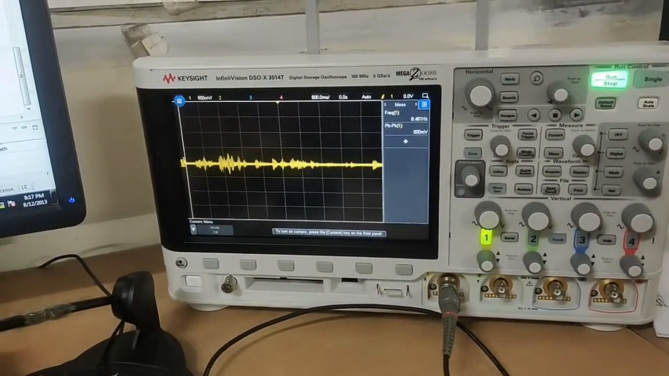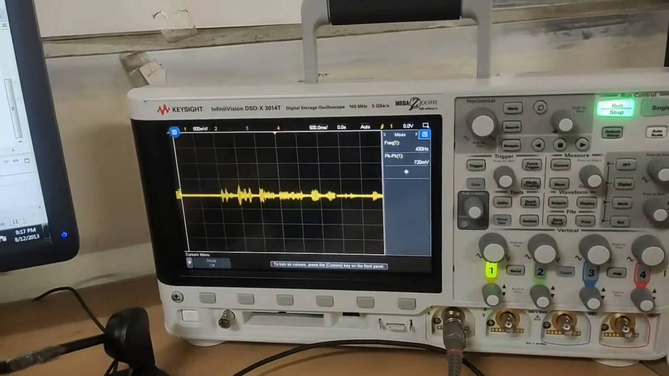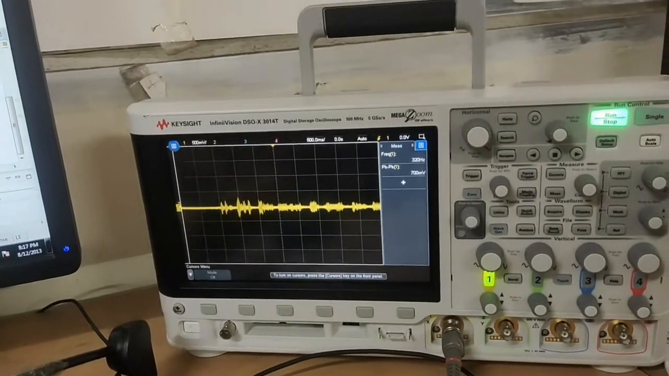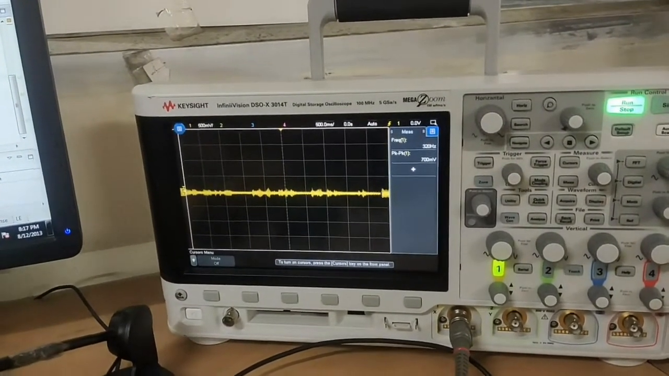Okay, fine. So this is the end of the experiment. We will explore one more experiment based on this signal processing, that is signal filtering. Okay, thanks.